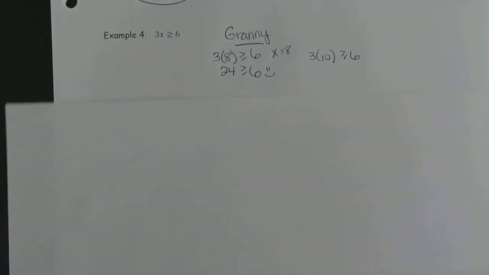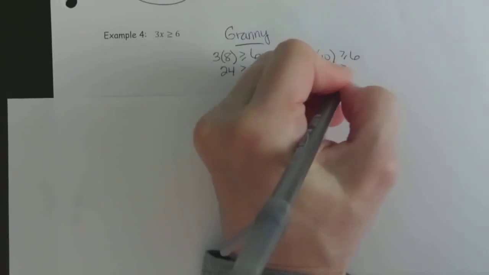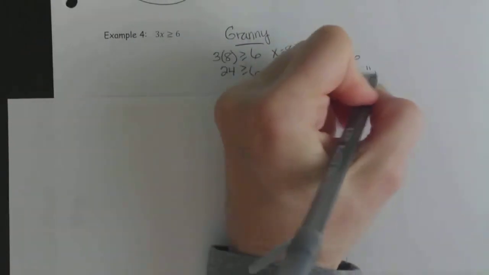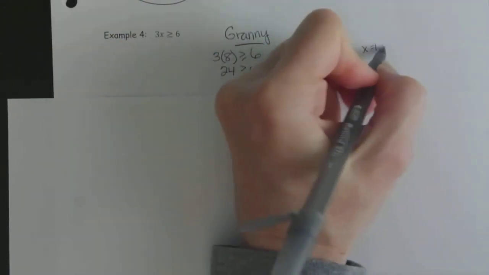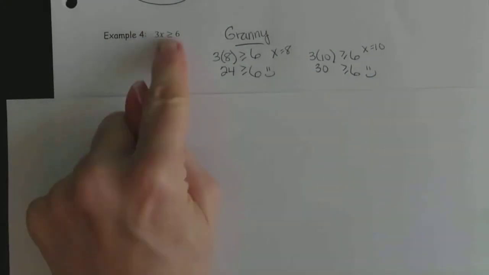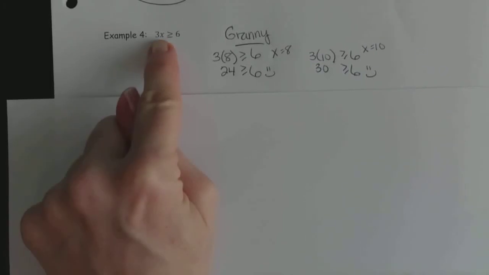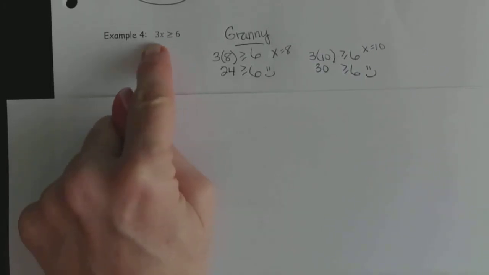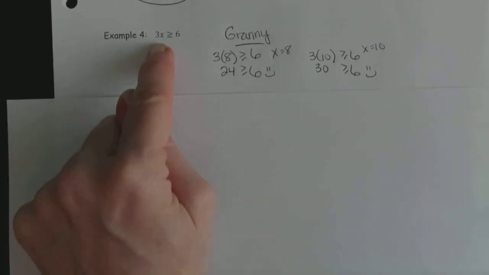Look, 3 times 10 greater than or equal to 6? Heck yeah, it is. 30 greater than or equal to 6? Yes, it is. So x being 10 works. I think you can probably eyeball this and think, boy, there's a lot of values of x that are going to work.